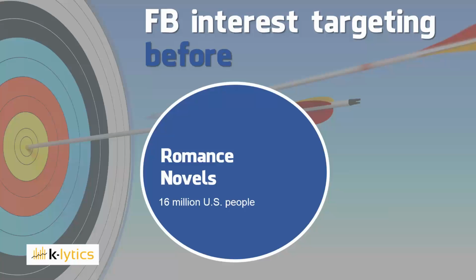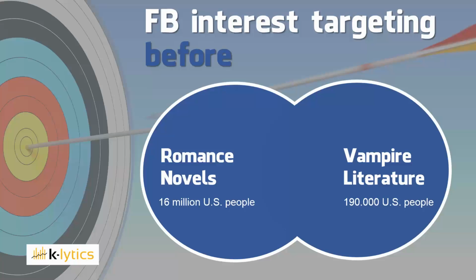And say you could run ads for people who are interested in romance novels. In fact, there are 16 million people in the US who have, or at least expressed, this interest on Facebook. But let's say you wanted to be much more specific and you are a paranormal romance author writing books that involve vampires. You could also add an additional interest in the Facebook targeting feature. So, for example, there are people who expressed an interest for vampire literature. And there are about 190,000 of those people in the US.